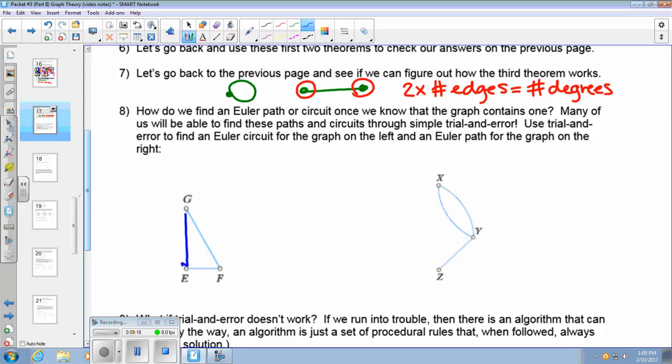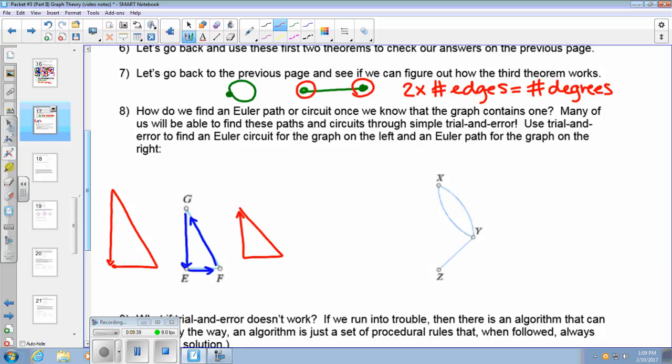And for the graph on the left, here's one example of an Euler circuit. Keep in mind that we could just as easily have done this. I didn't draw my vertices back in, but I can start and stop in the same place, go a different direction. I could also start down at vertex E, go to the right, then up, and then back down. So there's a bunch of different circuits that are possible.